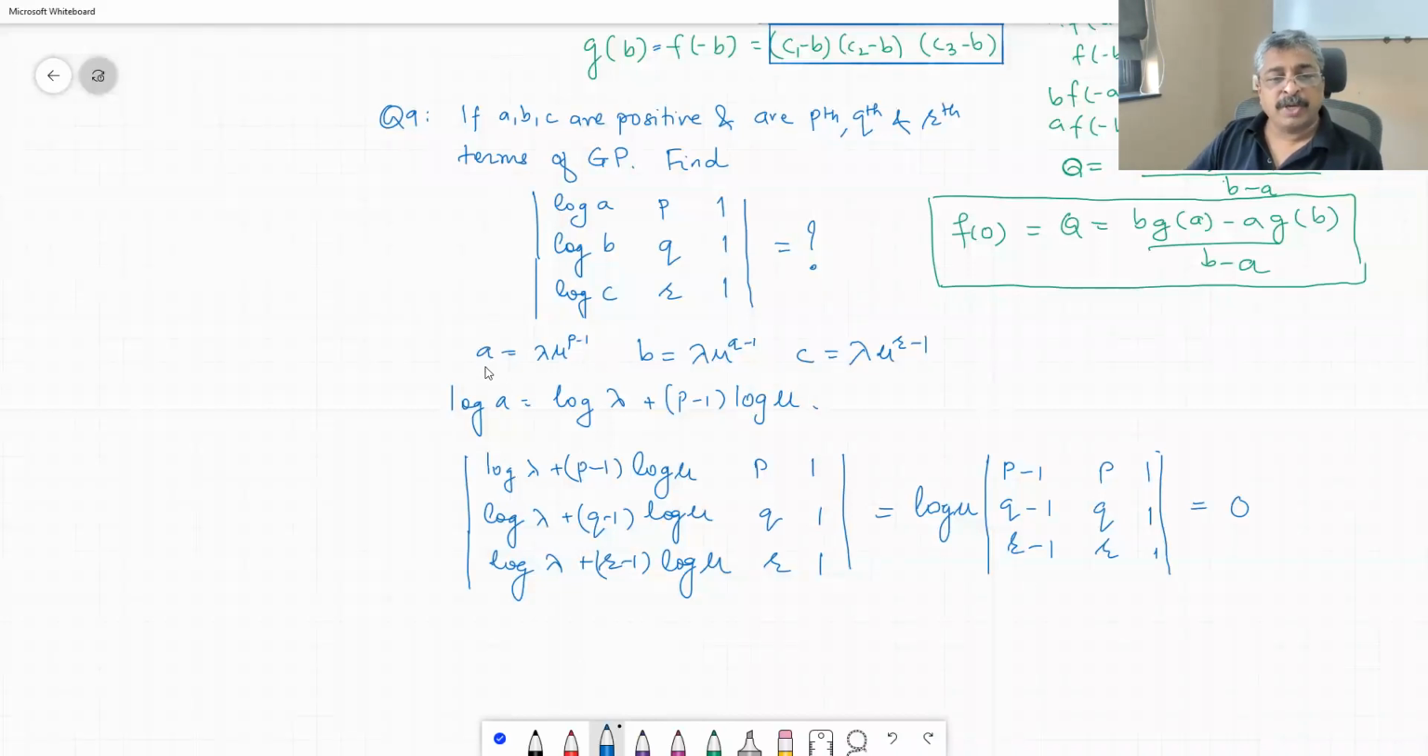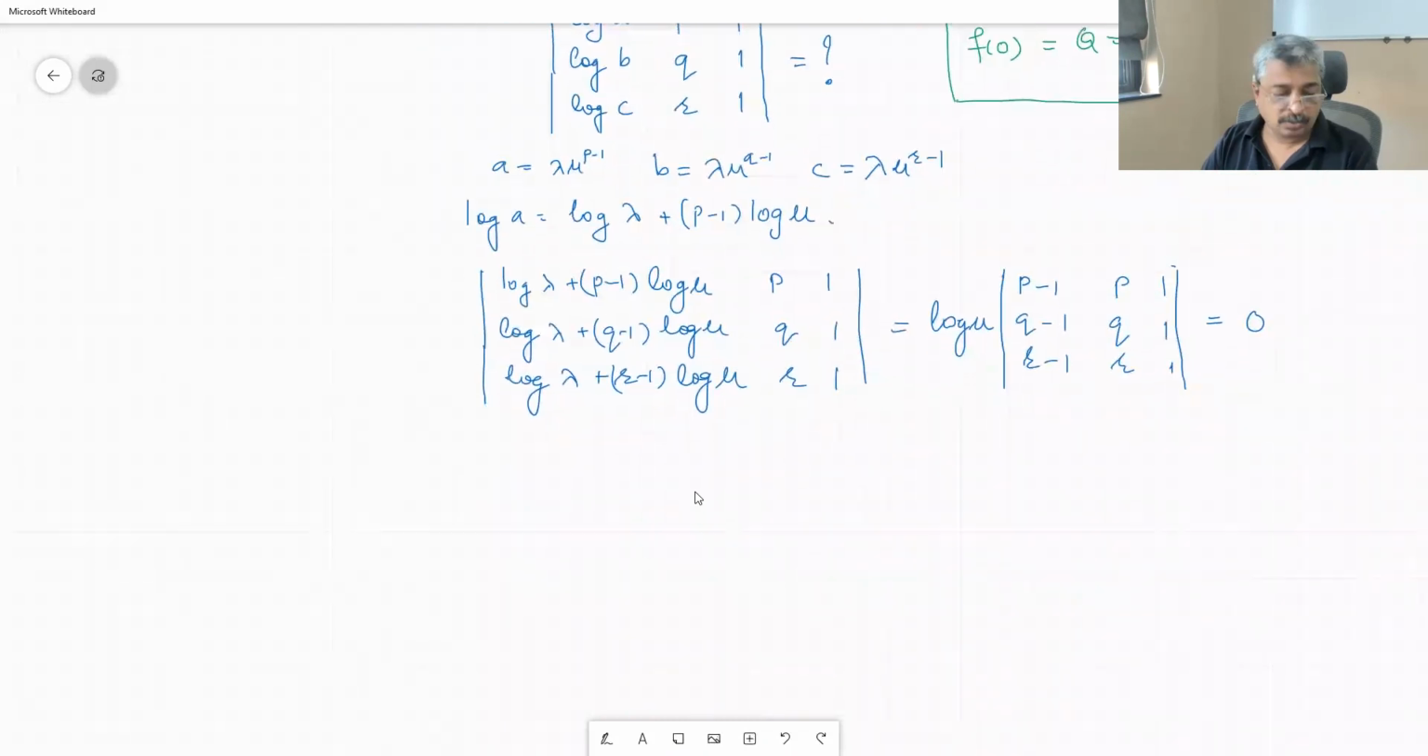It is simple. Assume a, b and c in terms of lambda and mu. Lambda is the first term, mu is the common ratio. Put them in place. Then column 3 multiplied by log lambda subtracted from the first column gives us this determinant. Log mu is taken out common, and then if we split this determinant, both of them will be 0, hence the answer is 0. Next.